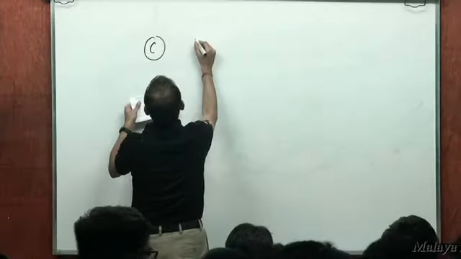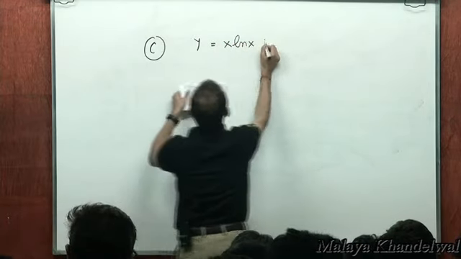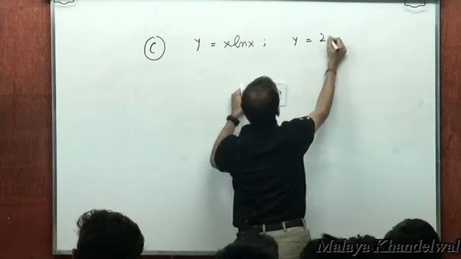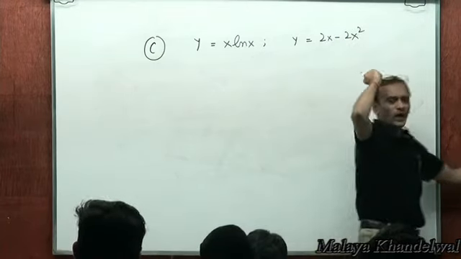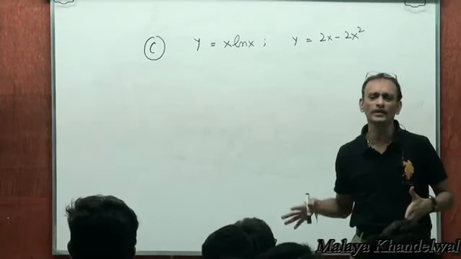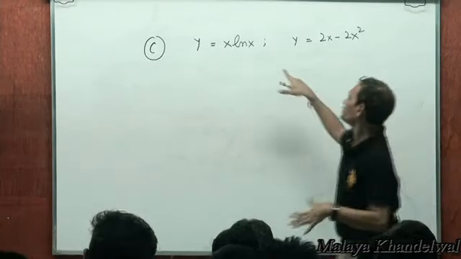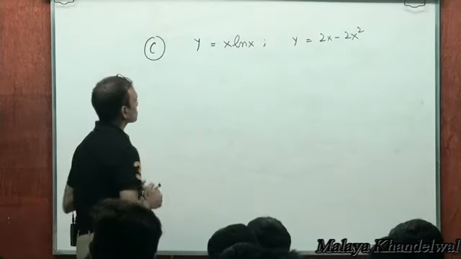We want to find the area enclosed by y equal to x ln x and y equal to 2x minus 2x squared. Y equal to 2x minus 2x squared is a downward opening parabola with roots 0 and 1. Right? Let me draw the graph of x ln x.